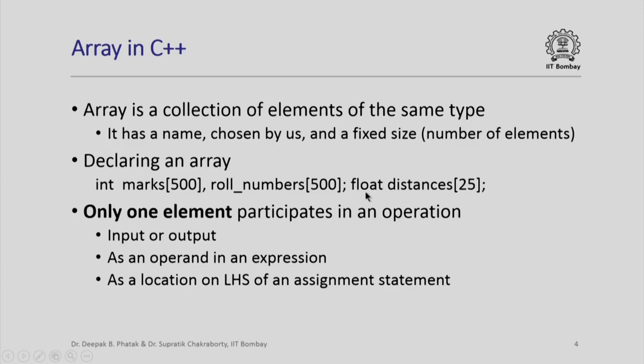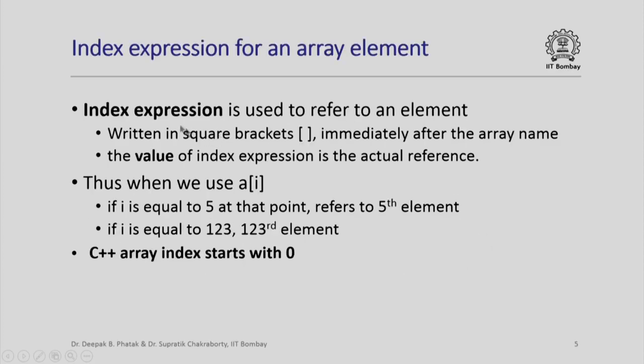We note that only one element participates in any operation, whether it is input or output operation. It can participate as an operand in an expression, or it can also appear as a location on the left hand side of an assignment statement. That means individual elements can be assigned values. We further look at the notion of index expression, which is used to refer to an element. Written in square brackets immediately after the array name, wherever we want to refer to an element, the value of index expression is actually the reference to the element.